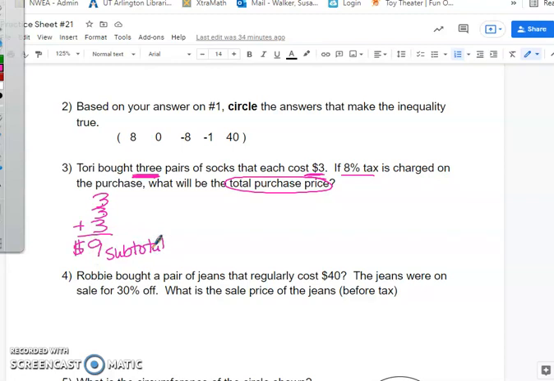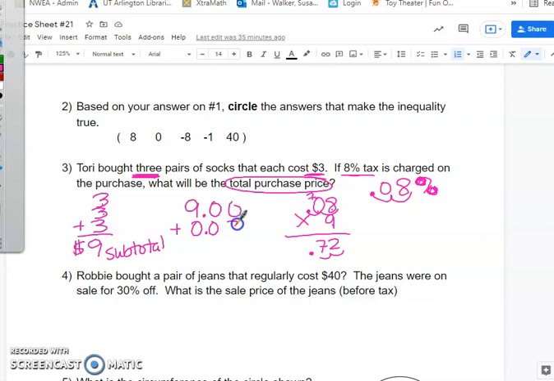Now I have to put tax on this. Hopefully you remember we change the percent to a decimal and multiply. So 8%, we move the decimal 1, 2 times. I'm just going to write it this way: 0.08 times 9. 9 times 8 is 72. 9 times 0 is 0, plus 7 is 7. 0.72. That just means 72 cents, guys. So I have $9 plus 72 cents. If you cannot do that in your head, you can line it up and add it. Whoops, I'm sorry, I messed that up. That will be your answer.